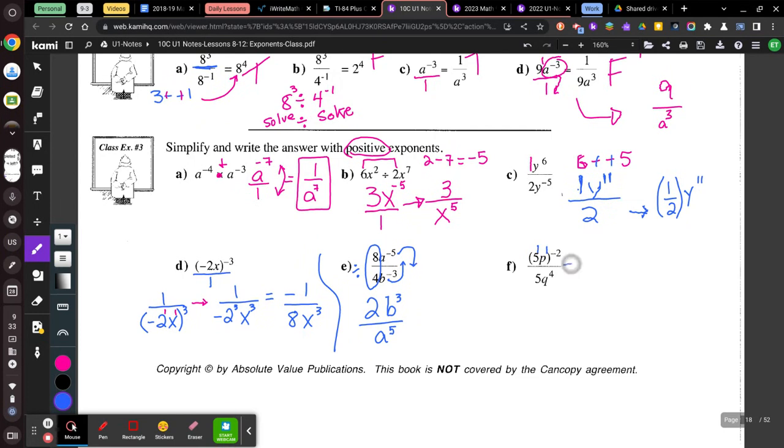So what this is going to look like to begin with is 5 negative 2, P negative 2, all on top of 5, Q 4. Now, the negative ones are going to have to flip. They're going to go downstairs and join all those other things.